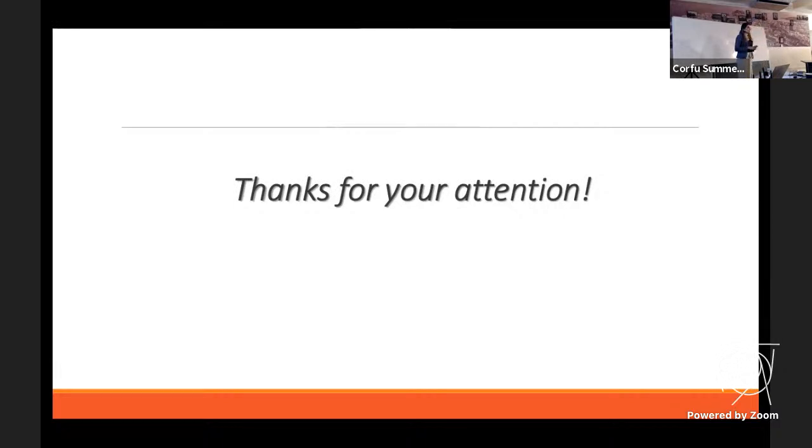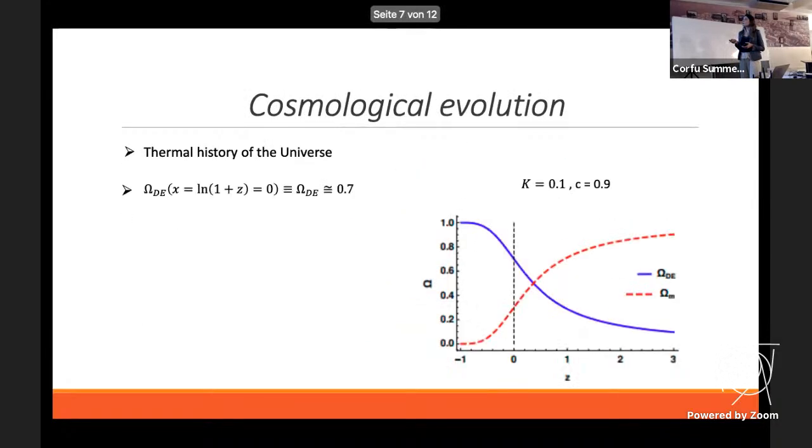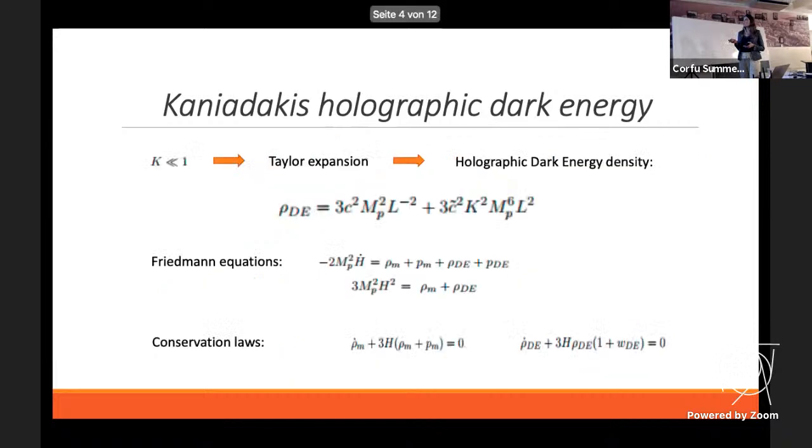Any questions? Density of dark energy from the entropy. You are talking about the calculations. You mean this?